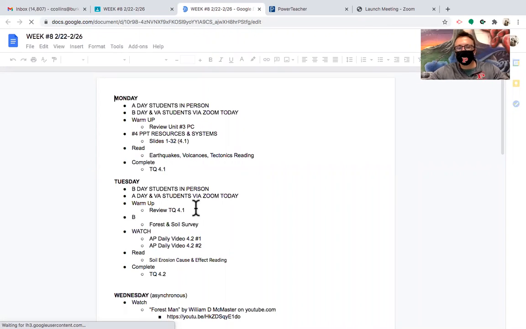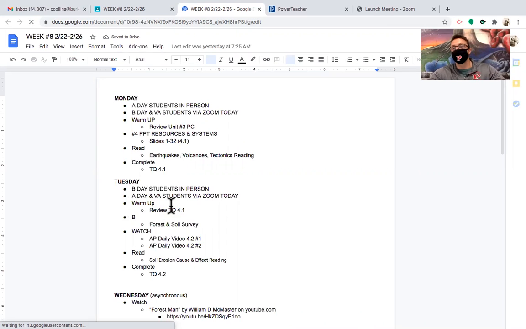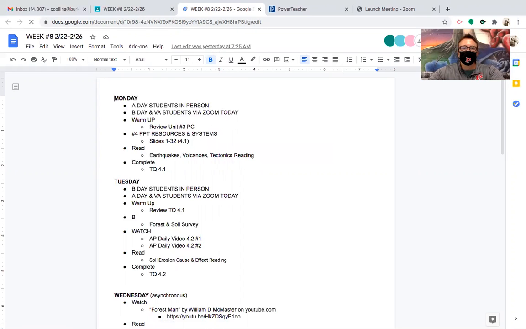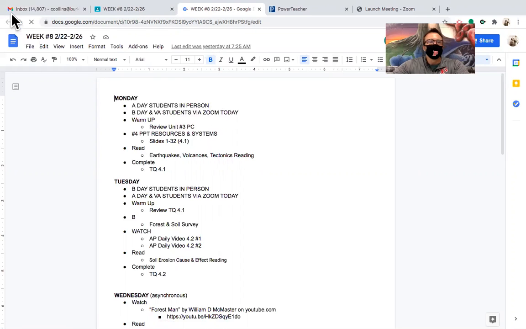Okay, so I'm going to start class by going over our TQ from yesterday, 4.1, which dealt just a little bit with plate tectonics and the different plate boundaries that exist out there. And then I'm going to take the B-Day students out for their forest and soil survey.